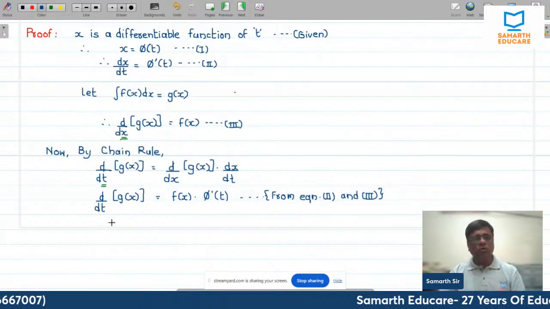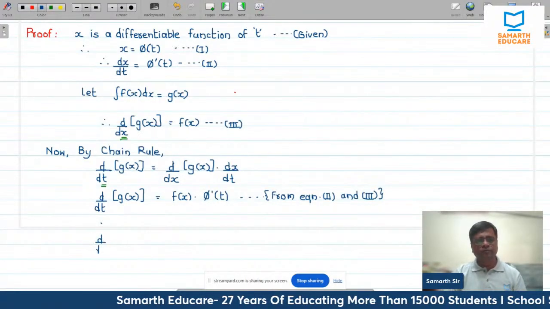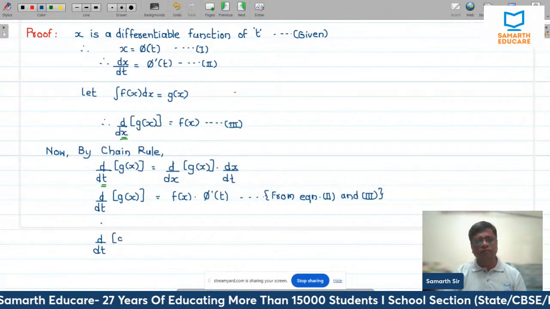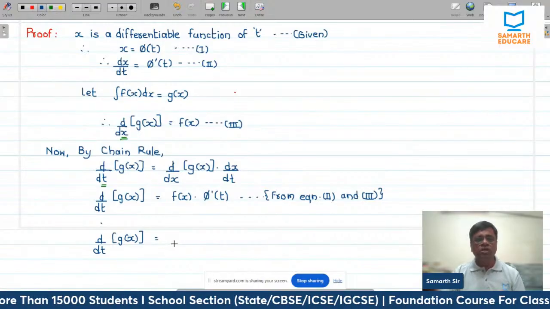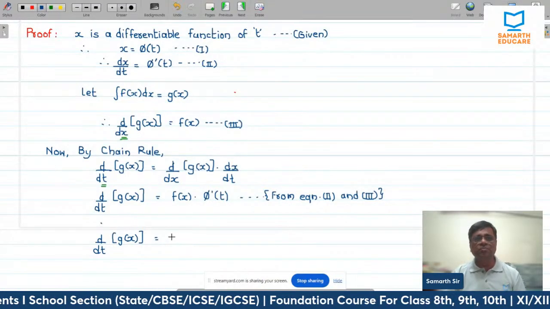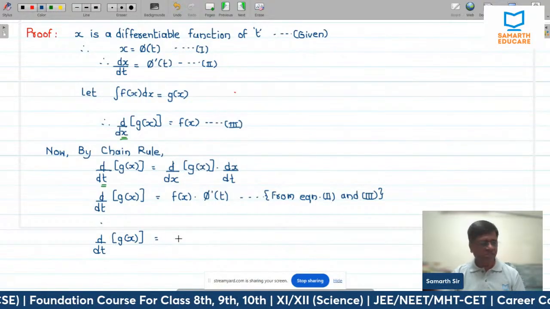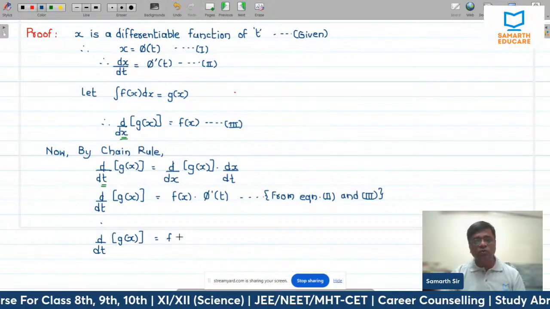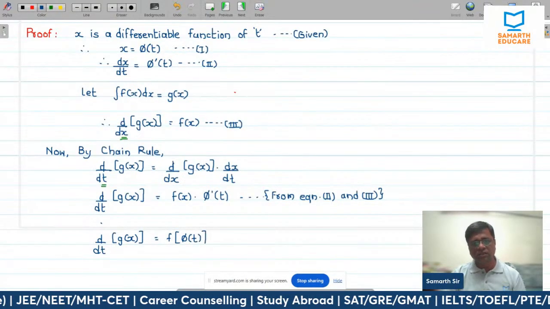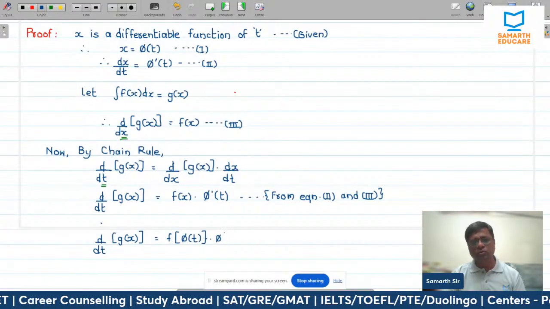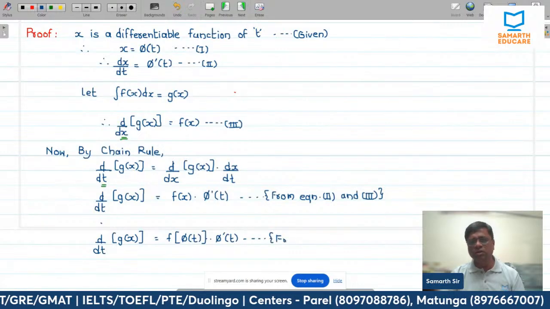Okay, now again, once again, d by dt of g of x is equal to f of x into phi dash of t. What is f of x? According to equation number 3, once again, what is x? Equation number 1 says that x is phi of t. So f of phi of t into phi dash of t. This is according to equation number 1.